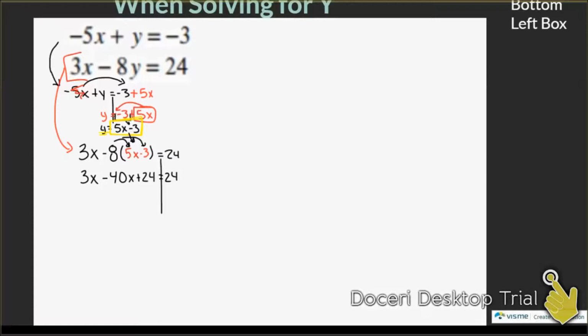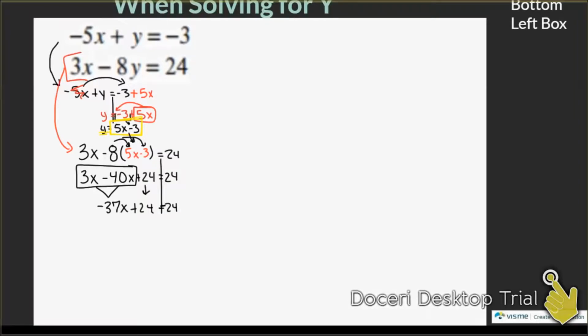So we have a lot going on here. As we look at this, let's start by combining our variables. So we're going to start by combining 3x and negative 40x. So 3x minus 40x should have given us negative 37x. So that's a lot of x's, but it's negative. And we're just going to drop down the plus 24 and the positive 24. Okay, so we're here and here.